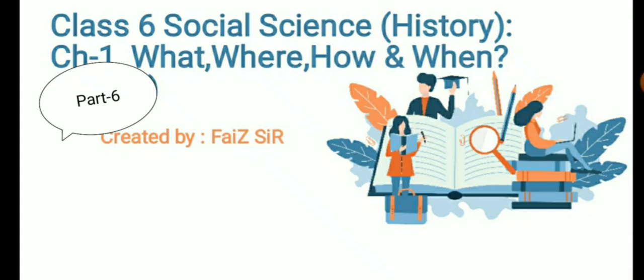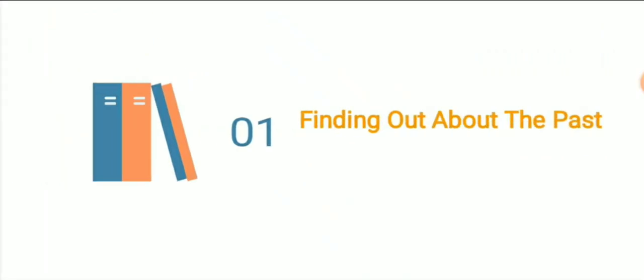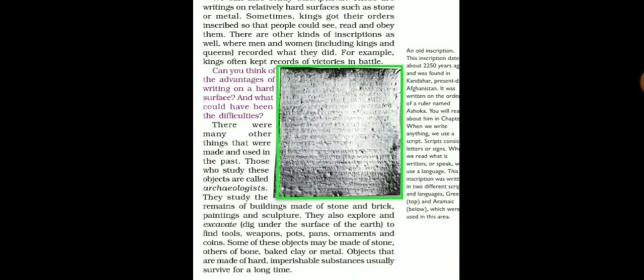Let's start with our subject Social Science History portion with chapter number 1 What, Where, How, and When, part 6. Today we are going to talk about finding out about the past. As we already have talked about manuscripts, in this video we are going to talk about inscriptions.